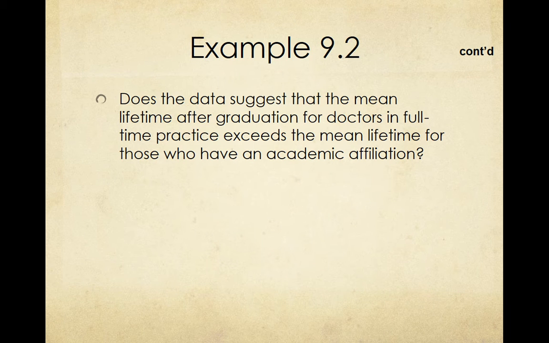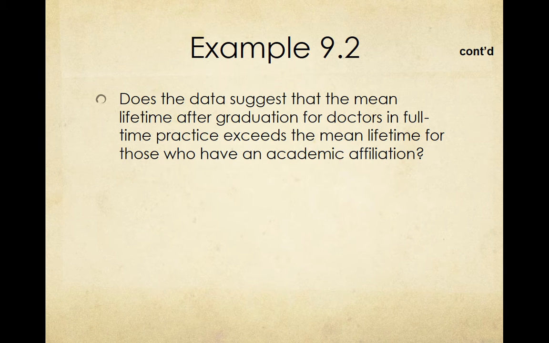So does the data suggest that the mean lifetime after graduation for doctors in full-time practice exceeds the mean lifetime for those who have an academic affiliation? All right, so this would be a difference of two means. So that would be our test, and we would do a t-test. Of course, the sample is large enough that you could use a z-statistic if you'd like to. So for our hypotheses, you had two choices. One is the null hypothesis. You might say the difference is 0, or probably the way I would like to say it is that you live longer. Your average life expectancy exceeds the mean lifetimes for those who have academia.